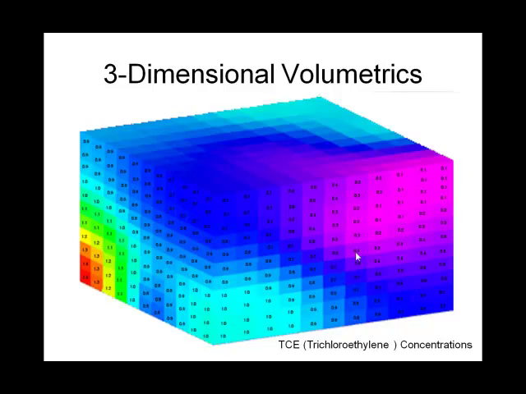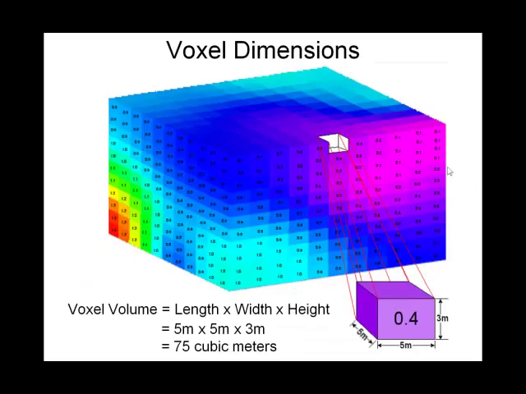Now let's move on to a three-dimensional example. We begin with a block or solid model in which the node values represent TCE, or trichloroethylene, concentrations as estimated by a 3D interpolation algorithm. The volume of each voxel, or volumetric element, within a block model is equal to its length times its width times its height. In this example, the horizontal node spacing is 5 meters and the vertical spacing is 3 meters. Therefore, the voxel volume is 75 cubic meters.